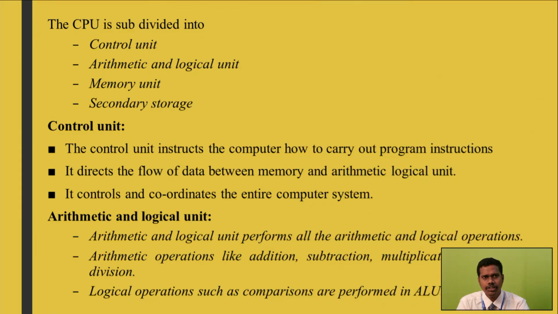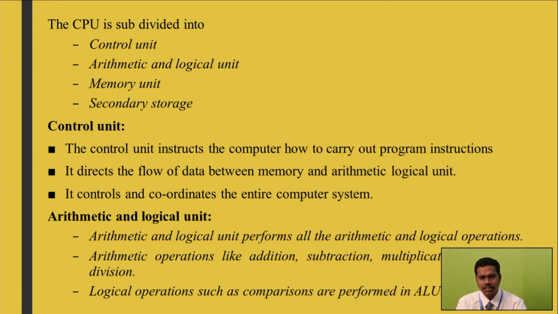First one is the control unit. The control unit controls the entire computer processing, which means the data flow and the process flow, the instructions that will be executed by the computer, and the output sent to the output device. So everything is controlled by this control unit only. The flow between the memory and the arithmetic logic unit is also controlled by the control unit only.